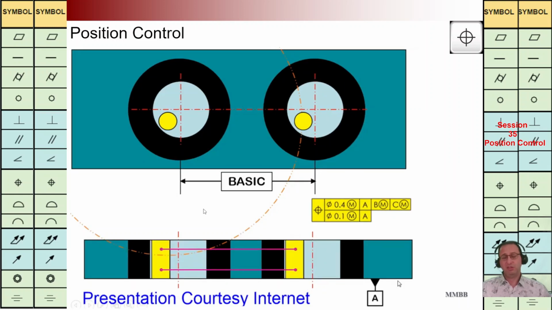But if we are going to add A here, it means these two small cylinders can be anywhere in those large cylinders, but they should be perpendicular to A, and center to center of those two small cylinders should have the value of this basic dimension.